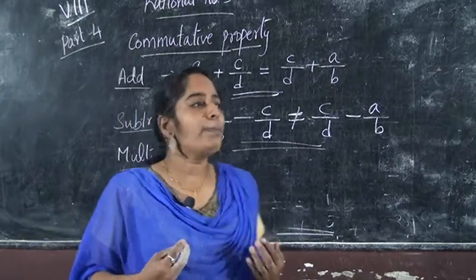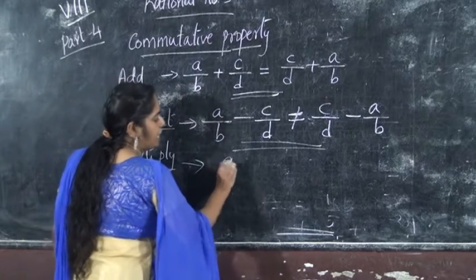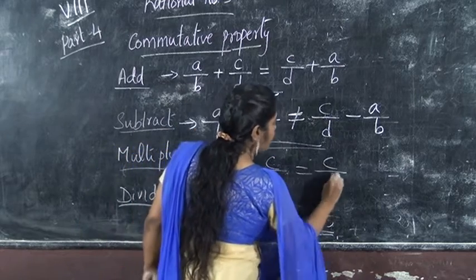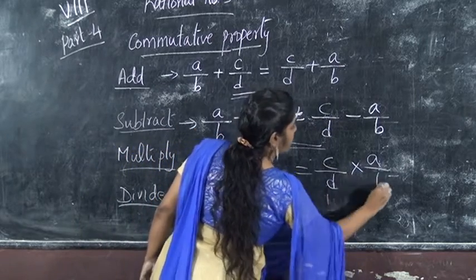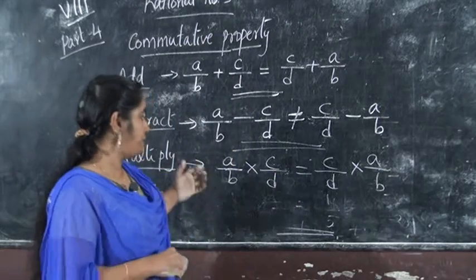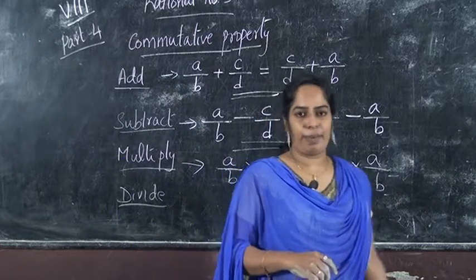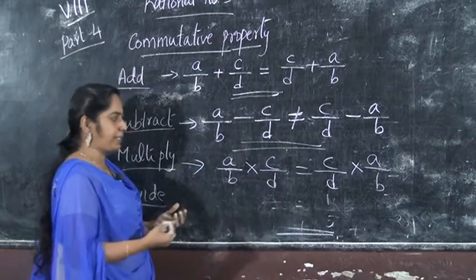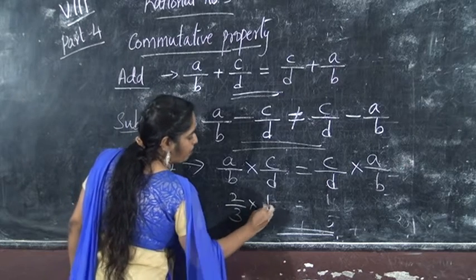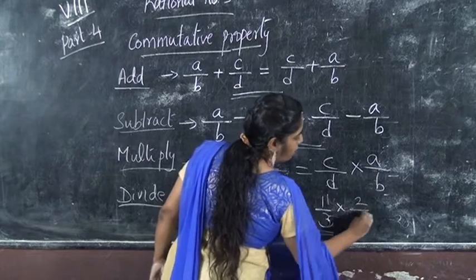So again for multiplication, how will you do? For multiplication, a by b into c by d is equal to c by d into a by b. So this also we must find out, isn't it? We can take another example, that is 2 by 3 into 1 by 3 is equal to 1 by 3 into 2 by 3.